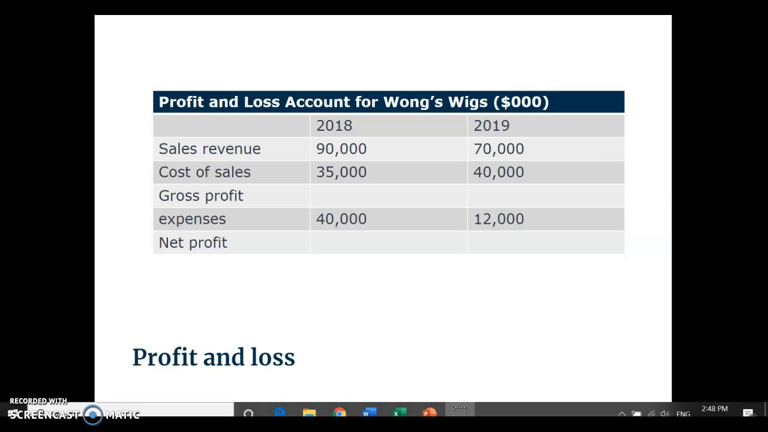So we've previously been looking at final accounts and a quick recap over your profit and loss accounts. Give you 2 seconds to have a little think about what the gross profit and net profit figures are that are missing from this table.